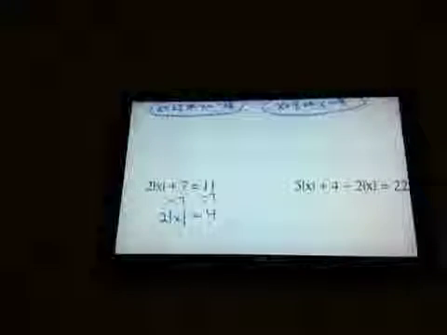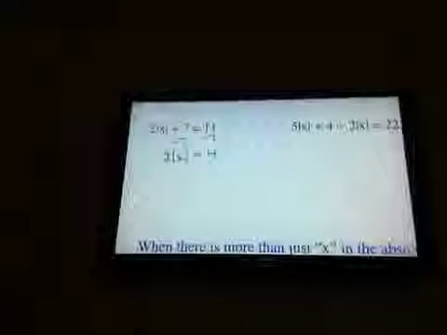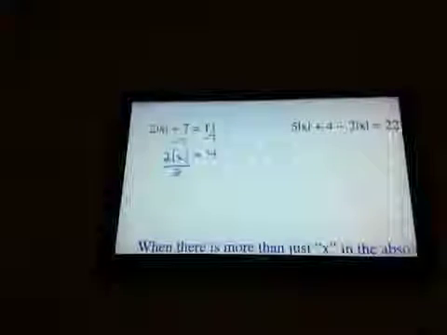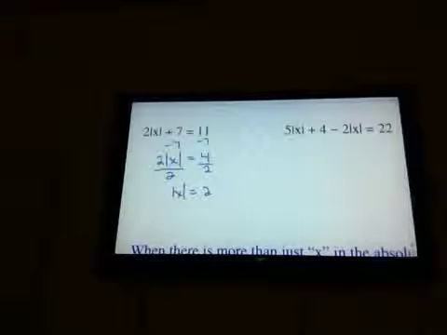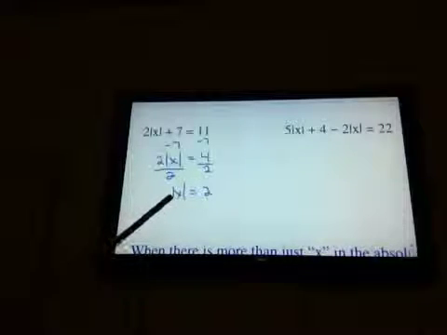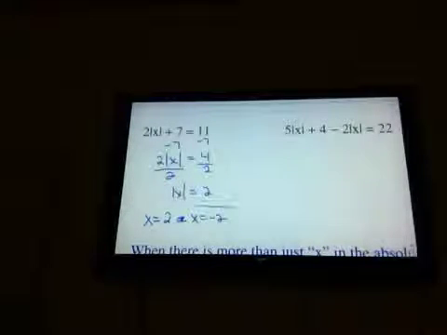And then my next step to get that absolute value alone is to do what? Yes, divide by 2. So just like you did on the assessment you got back today. And I am 100% sure you won't have any fractions with these, okay? So the absolute value of x equals 2. That means that x can be 2 or x can be negative 2.